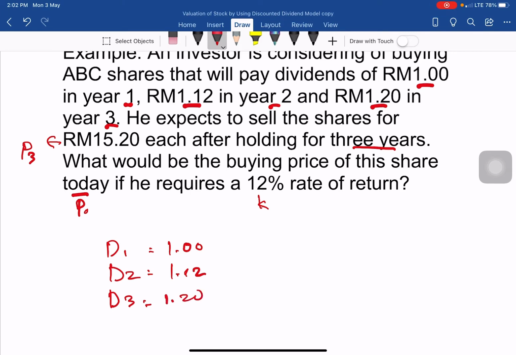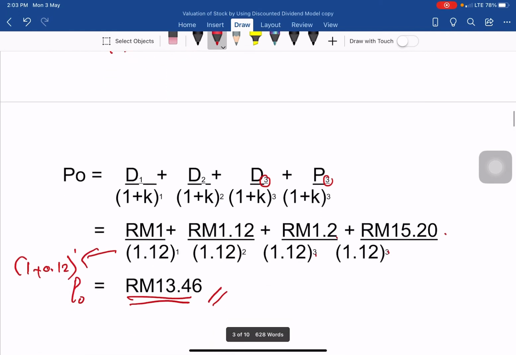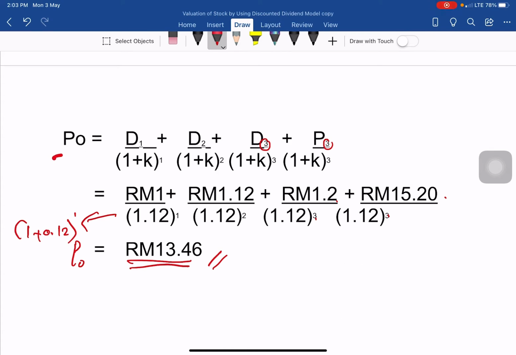And then he expects to sell the share for RM50.20. So this is the P3, because he said after holding for 3 years, so we know that is P3. P3 is RM15.20. Alright, so what would be the buying price of the share today? Today means we want to calculate the P0. If he requires a 12% rate of return, this is the K. Given all the information, now we can calculate the intrinsic value of the stock using this formula.